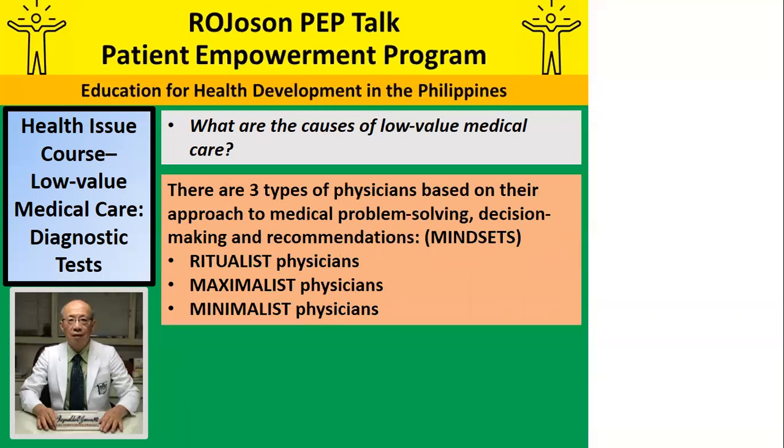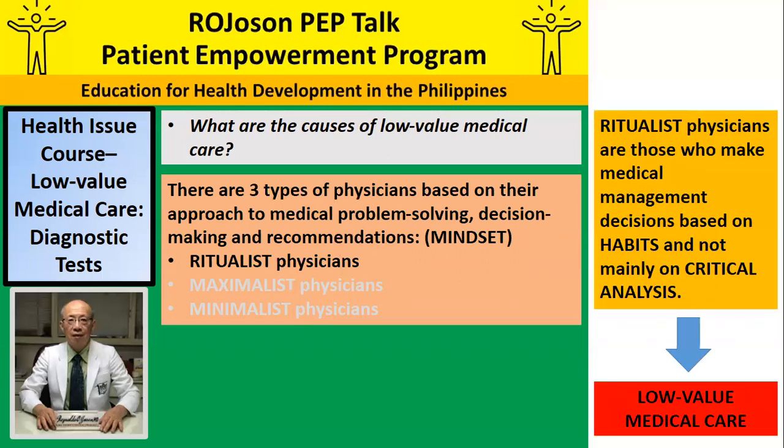There are three types of physicians based on their approach to medical problem solving, decision making, and recommendations. These are called the mindsets. There are three types: ritualist physicians, maximalist, and minimalist physicians. Ritualist physicians are those who make medical management decisions based on habits and not mainly on critical analysis. So this will lead to low-value medical care.